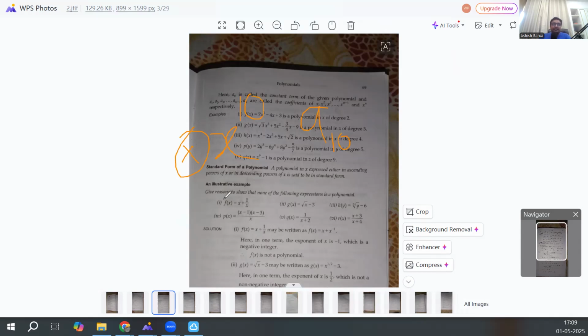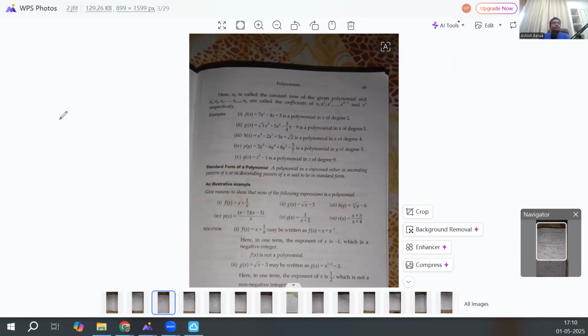Similarly, if there is a term x to the power 5, its coefficient will be called a5. Now, suppose there is an algebraic expression where the coefficient of x to the power 5 is 6. So it is 6x to the power 5. In such a case, 6 will be denoted by a5, and so on.